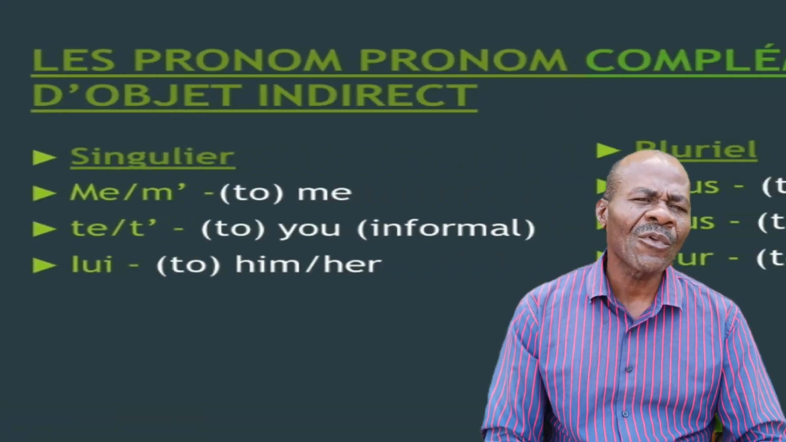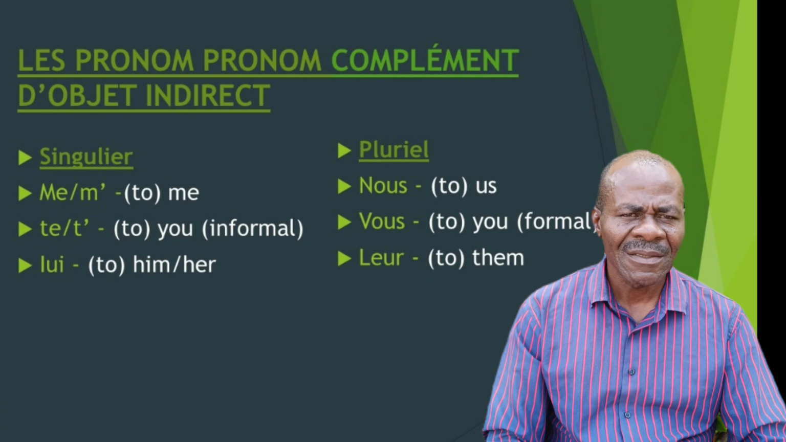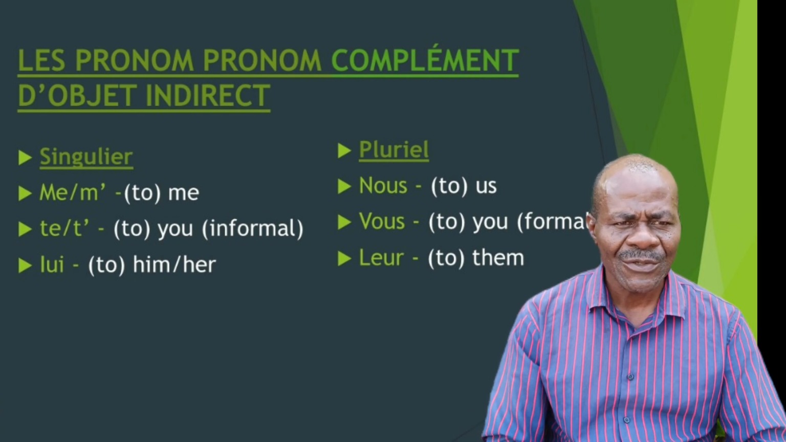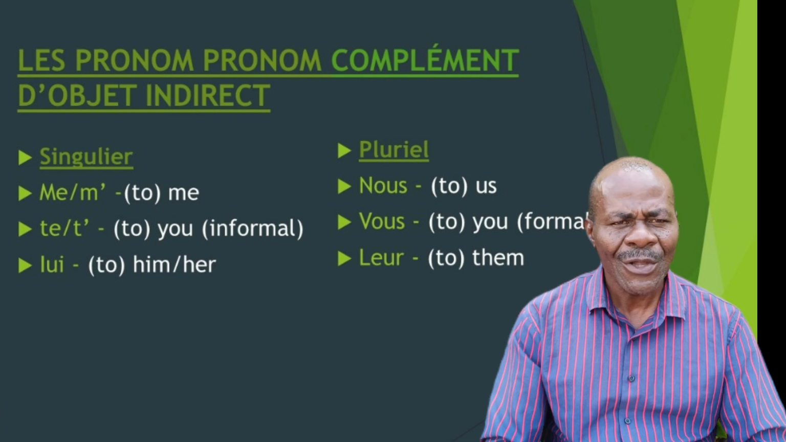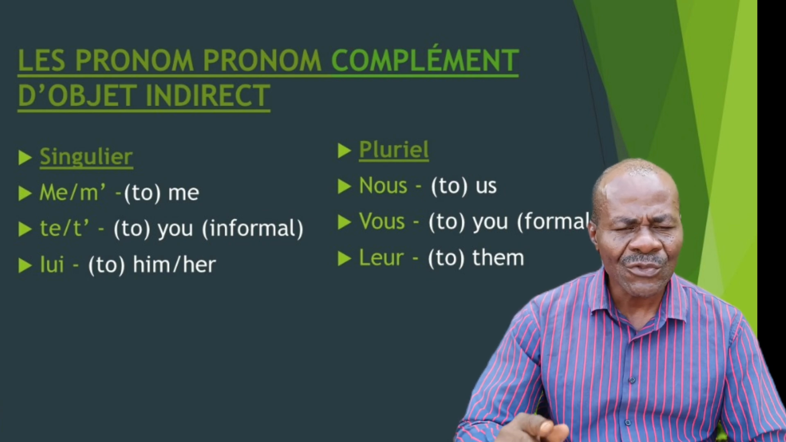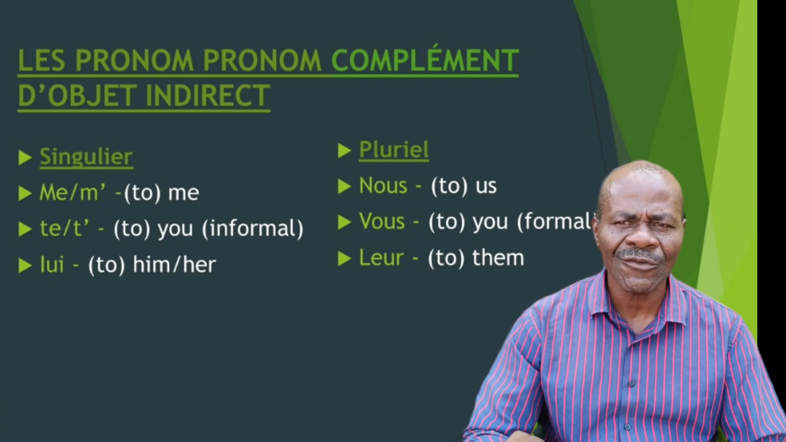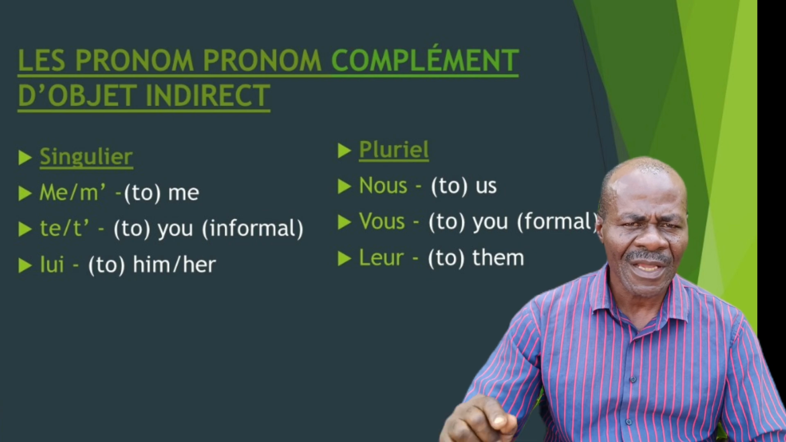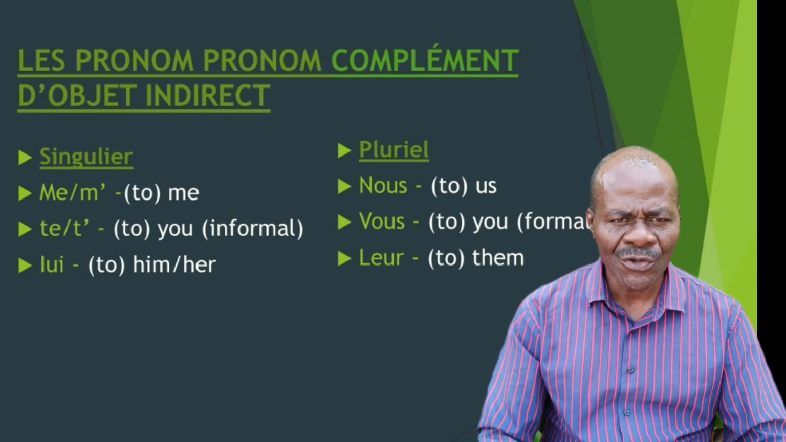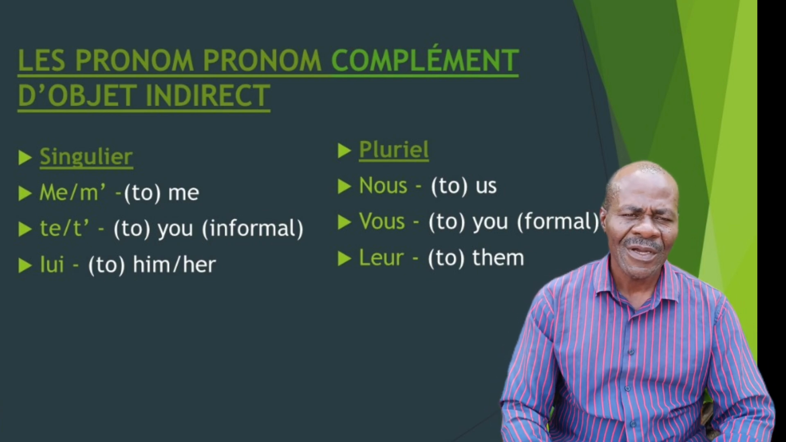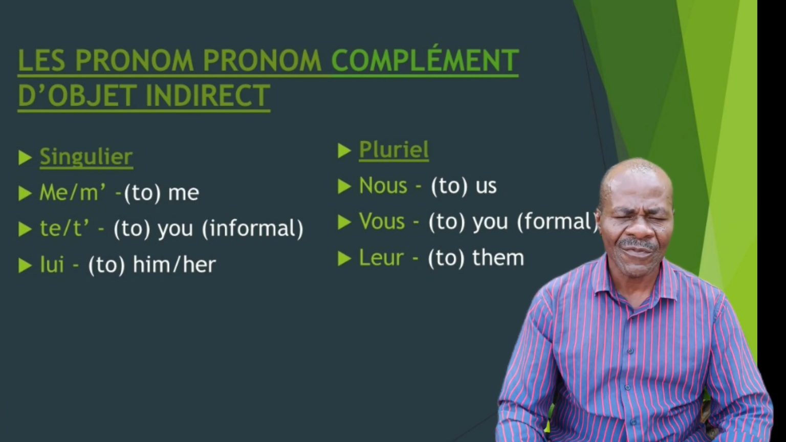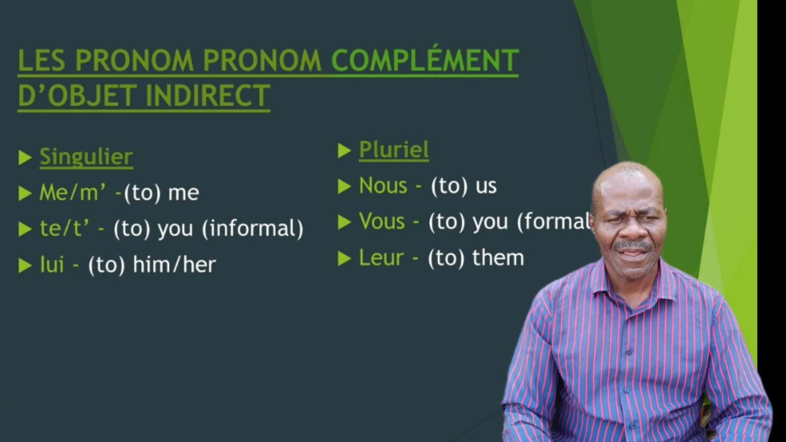While pronom complément d'objet indirect are me again. But this me now is to me, te, to you, lui, to him, or to her, or again to it. The same lui is used for masculine, feminine, and the object. Nous, to us, vous, to you, and leur, to them, for both masculine and feminine plural.